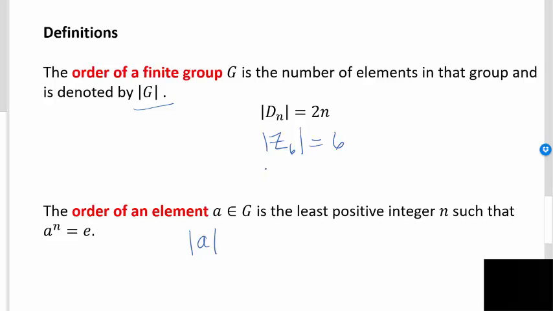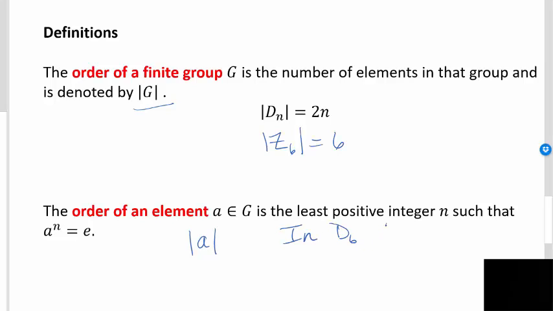The order of the dihedral group Dn is equal to 2 times n. The order of an element is the least positive integer n such that a to the n power is equal to e, and it's denoted by the order of a. Let's look at some examples of that. You verify these examples if they're not obvious.